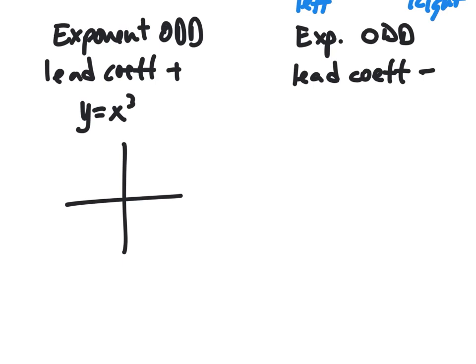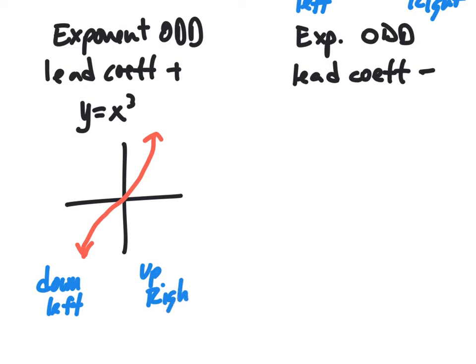So you have this where you go down to the left and up to the right. That's just your general function. So what that means, your end behavior, means you go down to the left and up to the right. Notice that your leading coefficient is positive and your exponent is odd. Now the other one, where your exponent is odd and your leading coefficient is negative, the simplest one you can have is y equals negative x cubed.